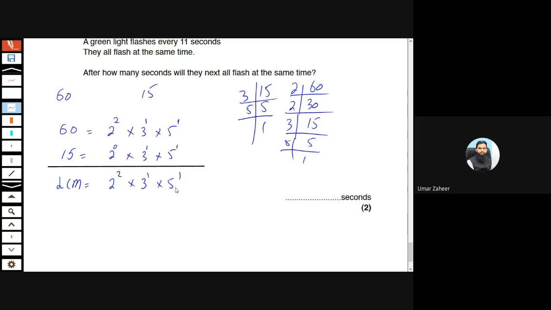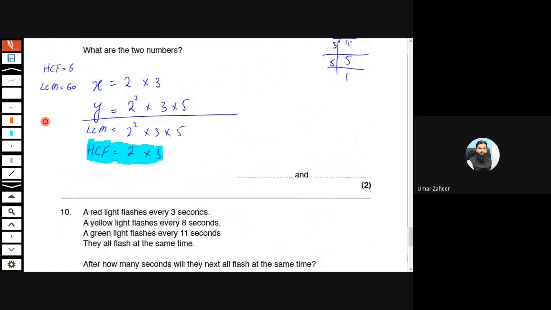And in HCF, we have to take the lowest power down. So the lowest is 2 raised to power 0, 3, and 5. So from here you are getting 2 times 2 is 4, 4 times 3 is 12, 12 times 5 is 60, and HCF is going to be 15. Okay, by chance you are getting the same values. Okay, now go back here.